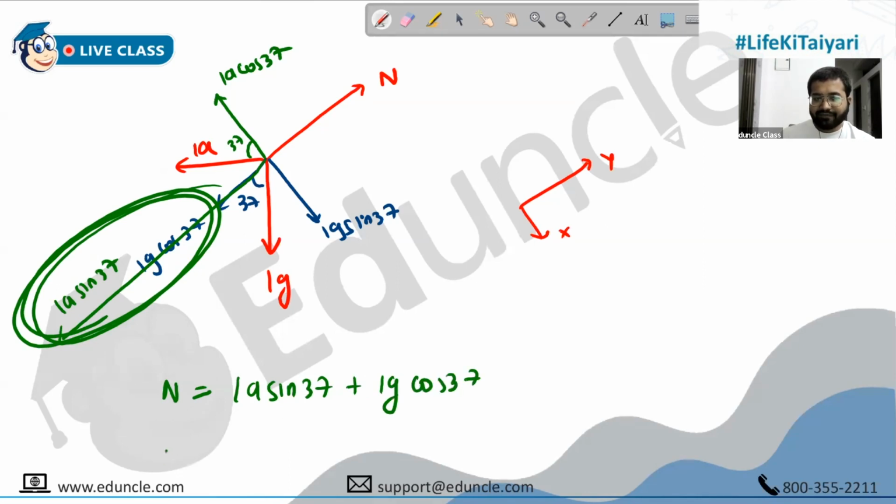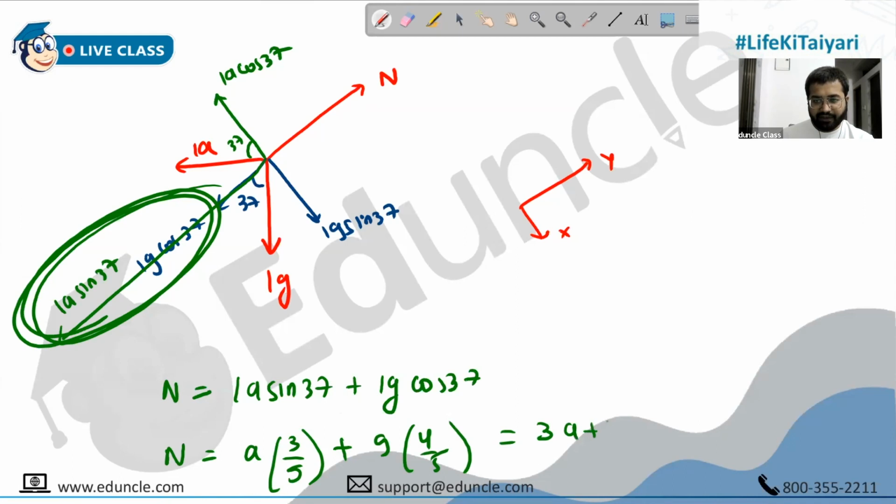By the way, 37s are very popular values. I've told you that many times. Sin 37 is 3 by 5, which is greater than sin 30, that is 0.5. And cos 37 is 4 by 5. Okay, so we have got 3a plus 4g by 5.